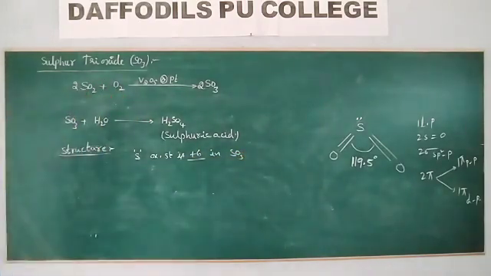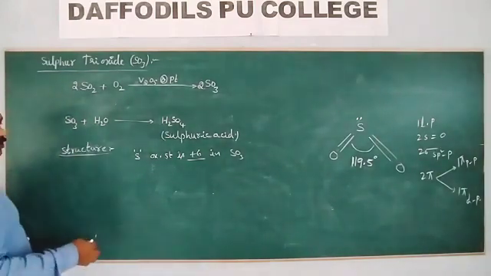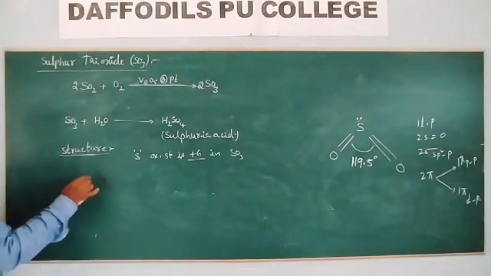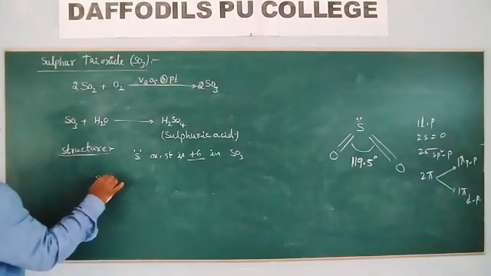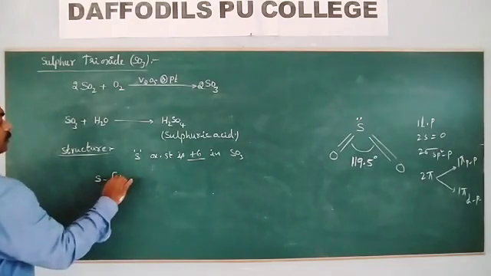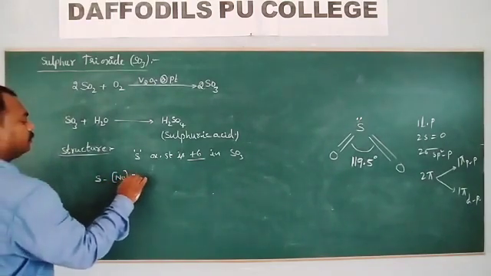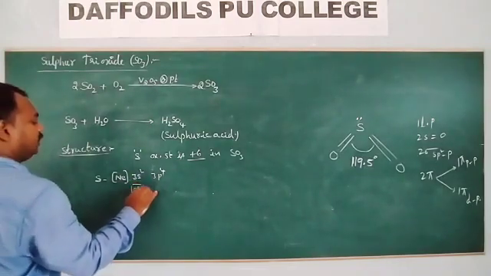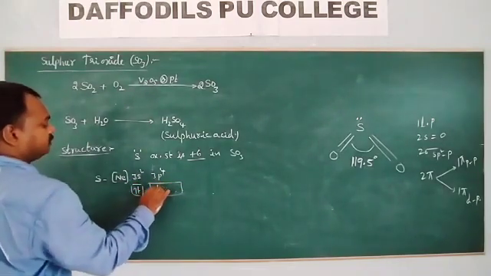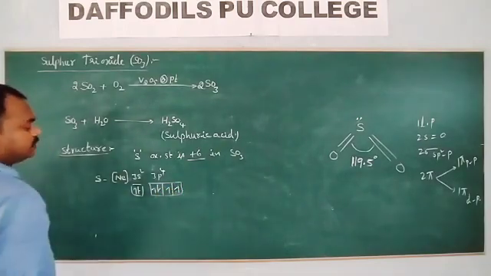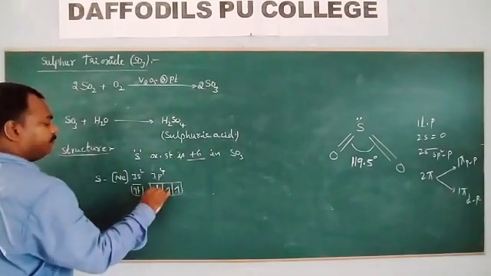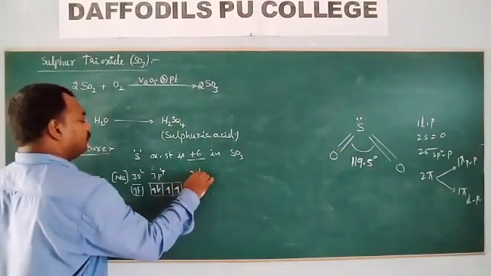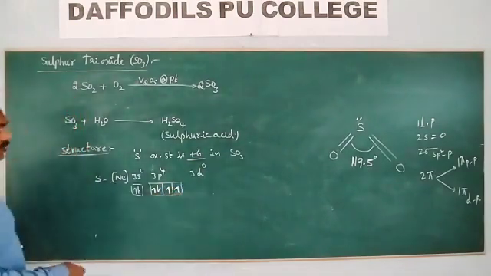+6 means you need 6 unpaired electrons, which is possible in the second excited state of sulfur. Sulfur electronic configuration: neon 3s2 3p4. This 3s2 contains a pair of electrons. 3p4 also contains a pair of electrons, so only 2 unpaired electrons are there.